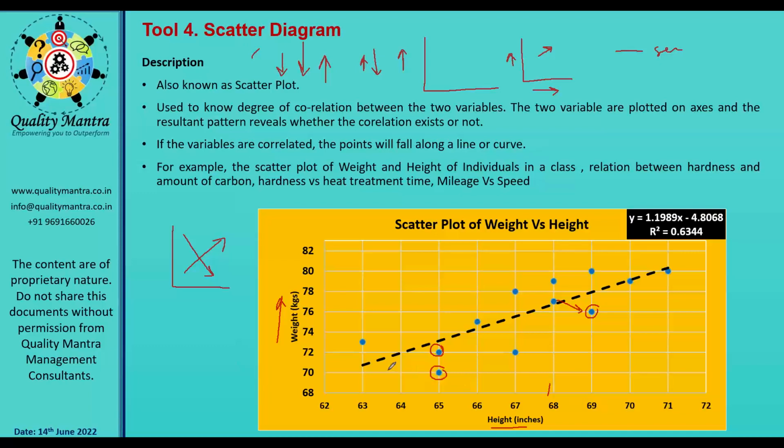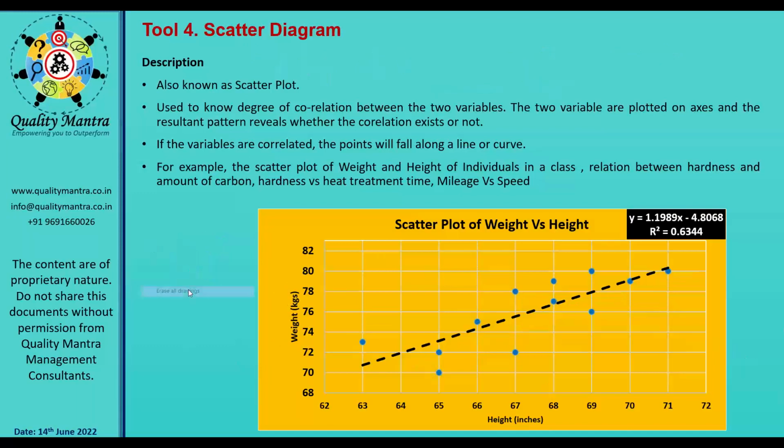But हमको क्या देखना है? हमको ट्रेंड देखना है कि क्या वो ट्रेंड पॉजिटिव है, क्या वो ट्रेंड निगेटिव है. So basically we can establish that yes, हाइट बढ़ती है तो वेट बढ़ता है, and there is a positive correlation between the height and weight. आपके यहाँ पे जो फैक्टर है आपको चेक करना पड़ेगा. आपके फैक्ट्री में ऐसे कौन से फैक्टर है which can correlate?